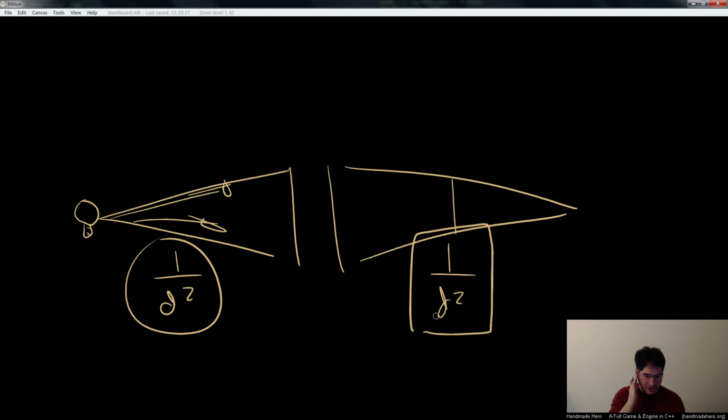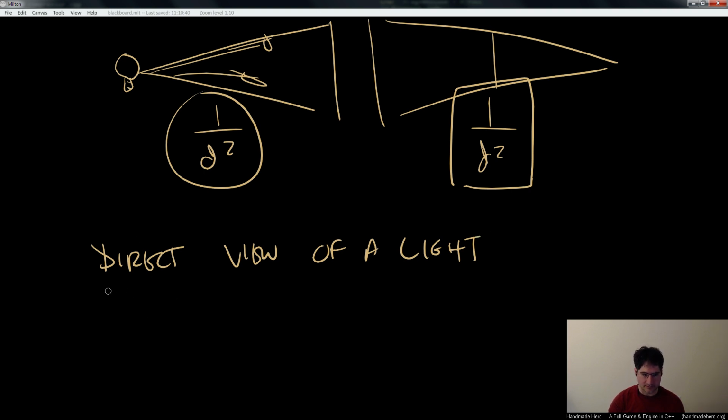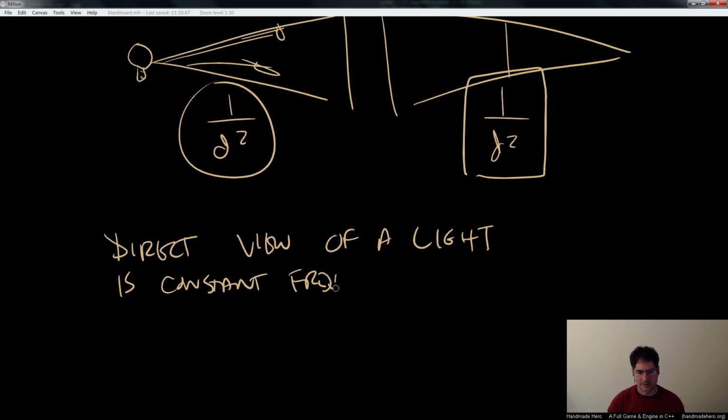So here we get to the first weird part about lights, which is that direct lighting, a direct view of a light, is constant from any reasonable distance.